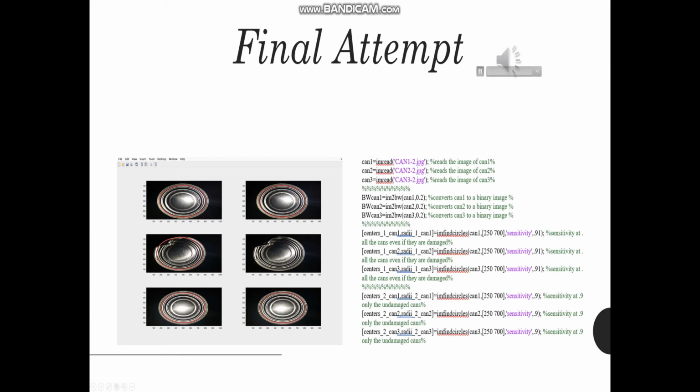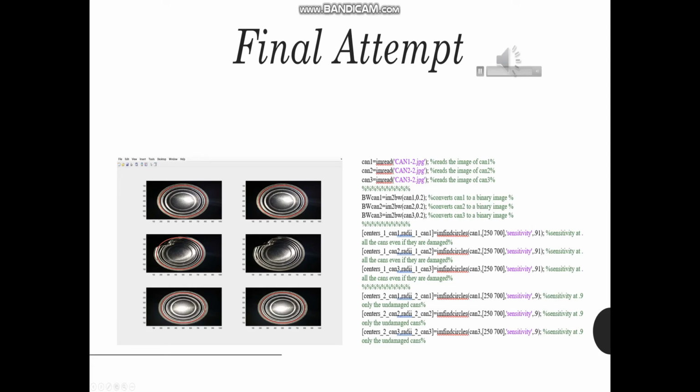However, for our final attempt, we tried something a little different. On the inside of the cans, there was a ring that was almost always intact. So as you can see in the image, the ring is always picked up by the hue transform, and it was always the same size, because even if the can was slightly damaged, the ring would not be damaged. So this ring was what we were using, and if the can was badly damaged, the hue transform would not detect it as a circle, and it could be determined that that can was in fact defective.